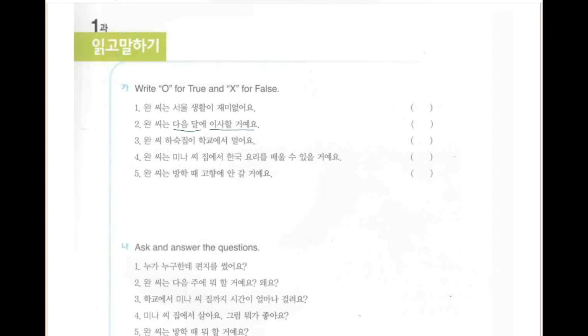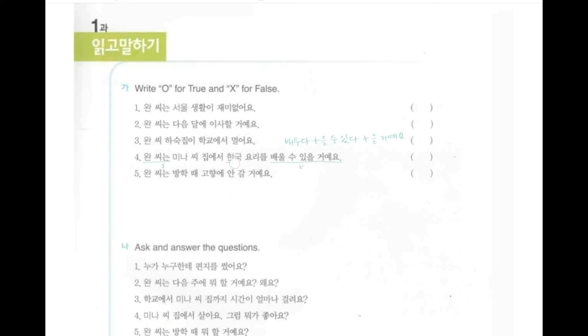자, what does it mean? It's quite a long sentence, isn't it? Let's analyze it. 자, 완 씨는, this is the subject. Where's the verb? 자, 배울 수 있을 거예요 is a verb. 자, components, how many components are there? Two or three. 자, 배우다 있네요. 배우다, to learn. Plus, 을 수 있다 있네요. Can. And 을 거예요 있네요. Future tense. What does it mean? Will be able to learn. So this is a verb.